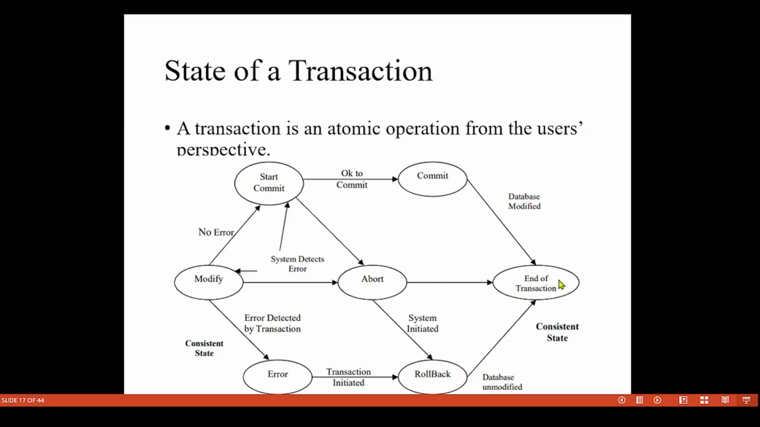That means an aborted transaction. The third option is that it goes into errors or transaction errors. The transaction initiates a rollback operation also. This rollback operation goes to the end of transaction without any changing or modifying of the database.